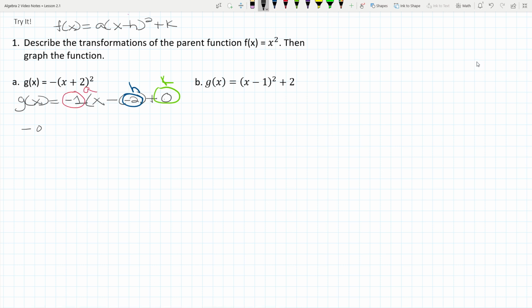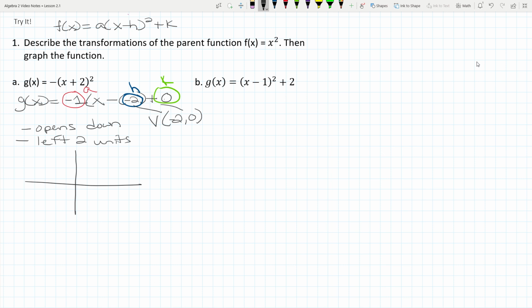All right, so now we know it opens down. Since a is equal to 1, it's not going to really do anything. There's no stretch or compress here. All right, so it's just going to open down because of the negative. All right, and then let's identify our vertex. So our vertex is -2, 0. So since it's -2, that means it shifts left 2 units. And it doesn't go up or down at all because k is 0. So that's it. So now let's draw the quick graph.